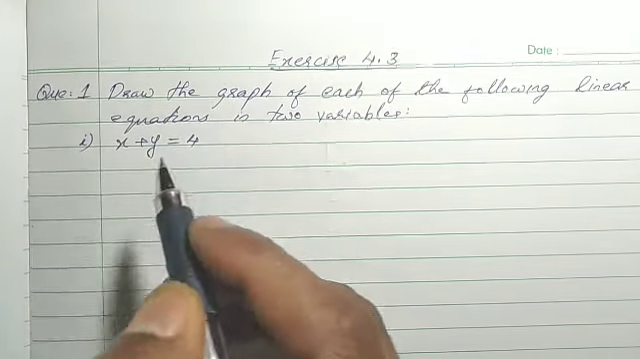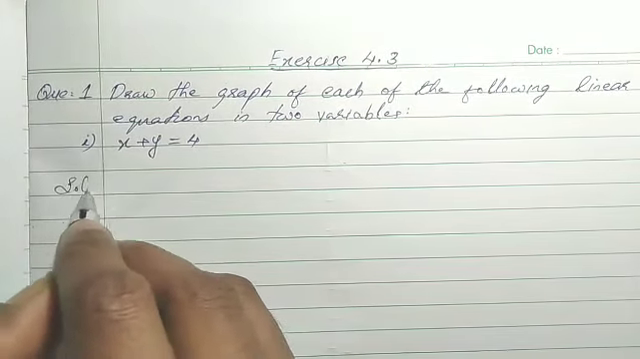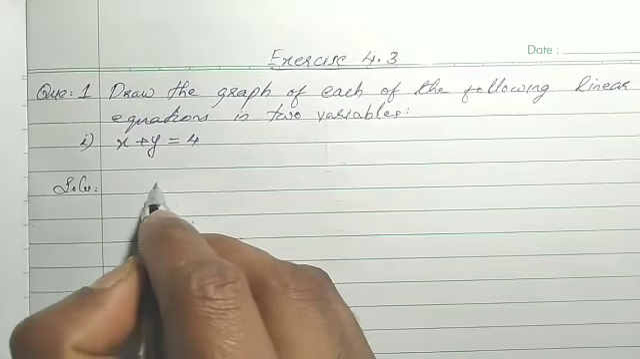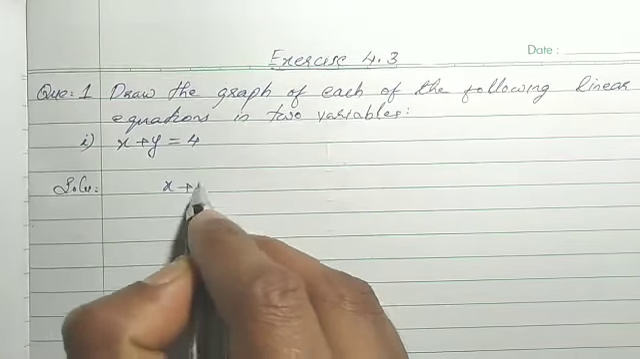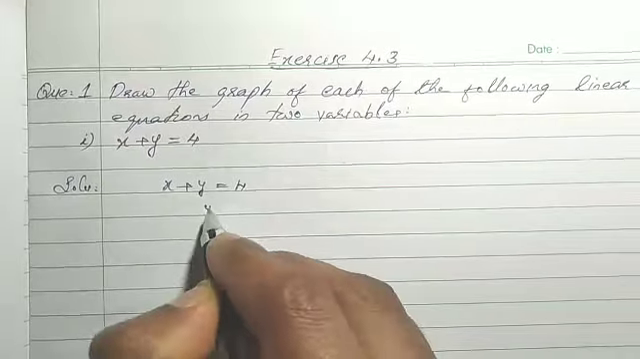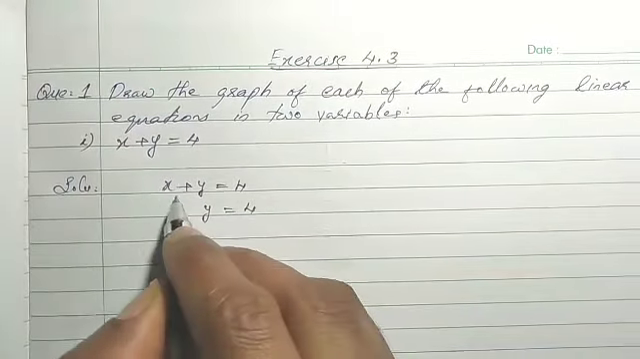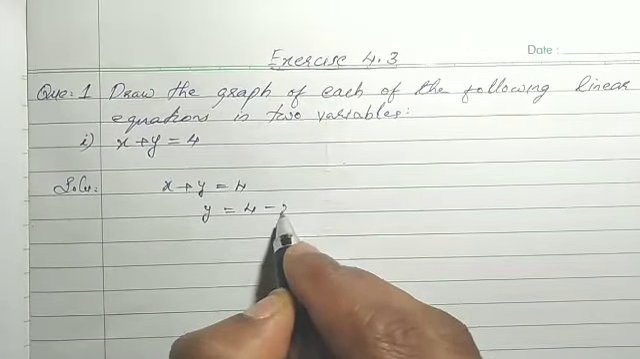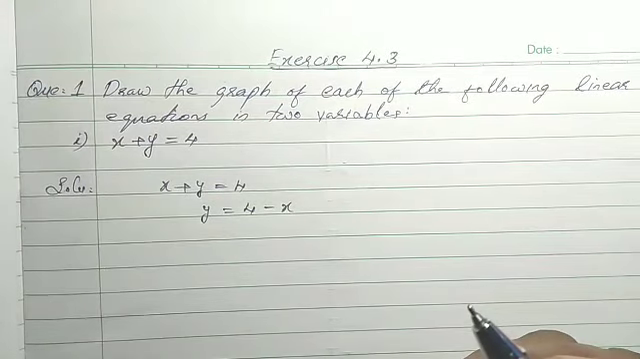So question number 1, x plus y is equal to 4. From here we will find out the value of y. x plus y is equal to 4. y is equal to what will we get as the answer? 4, plus x transposing to the right side we will get minus x.